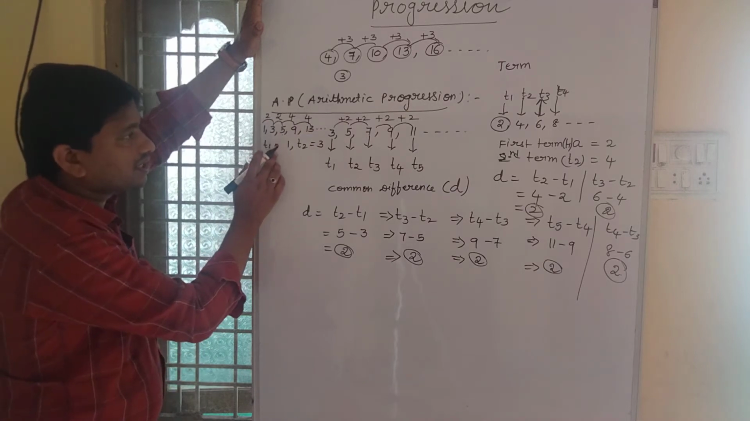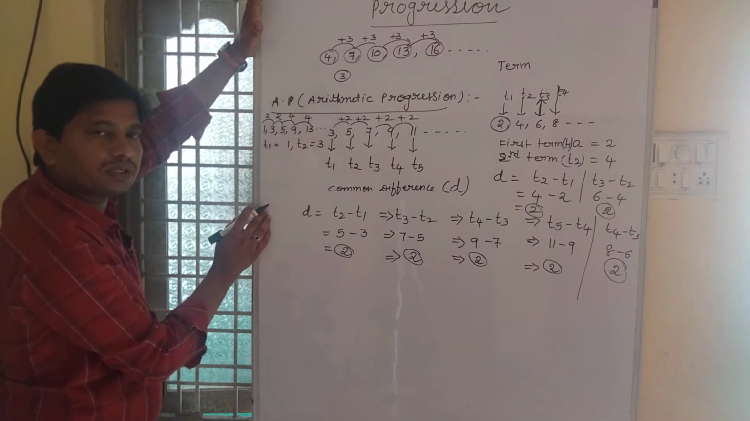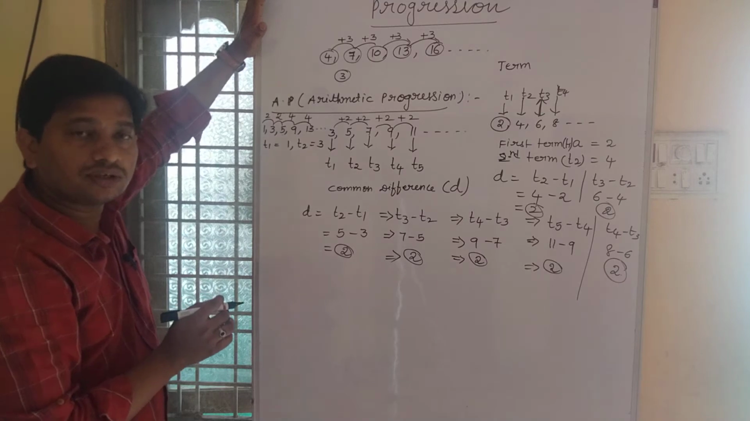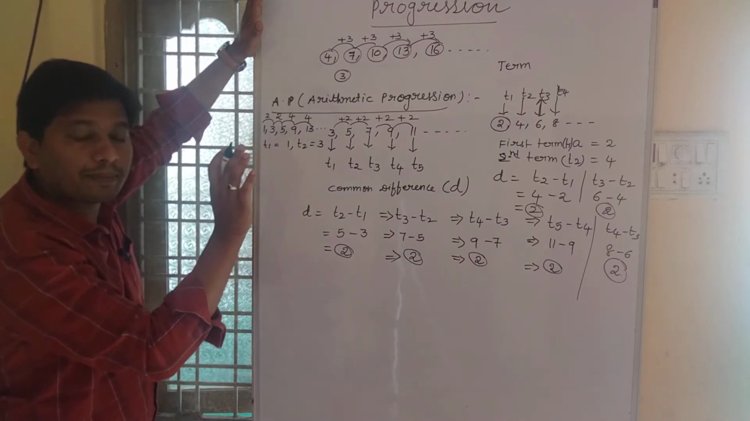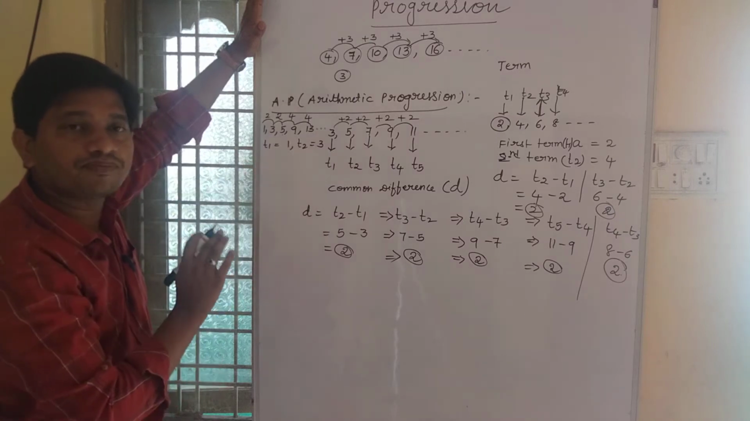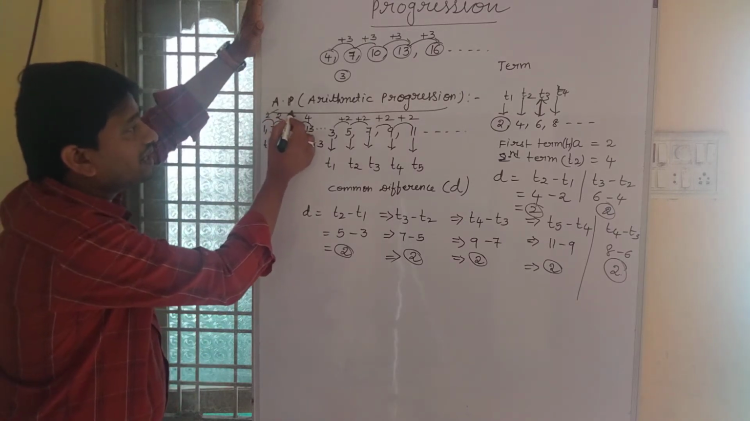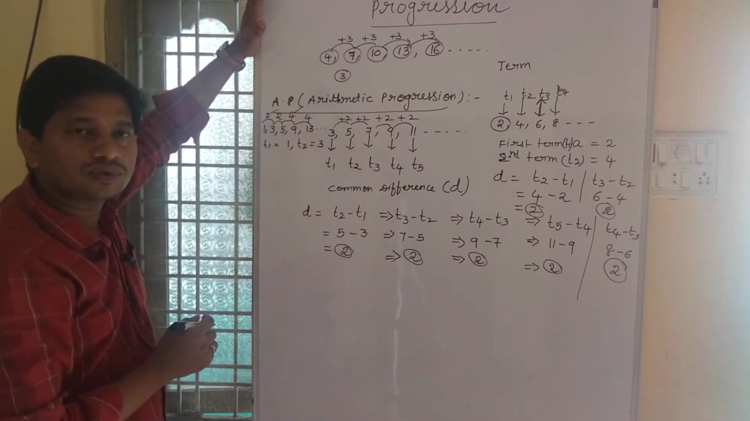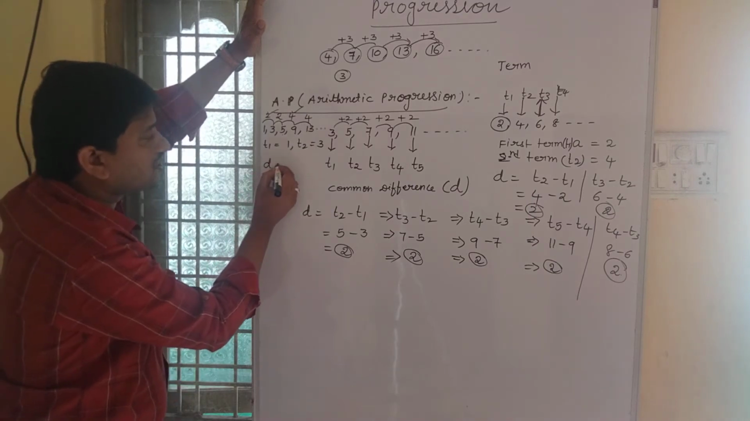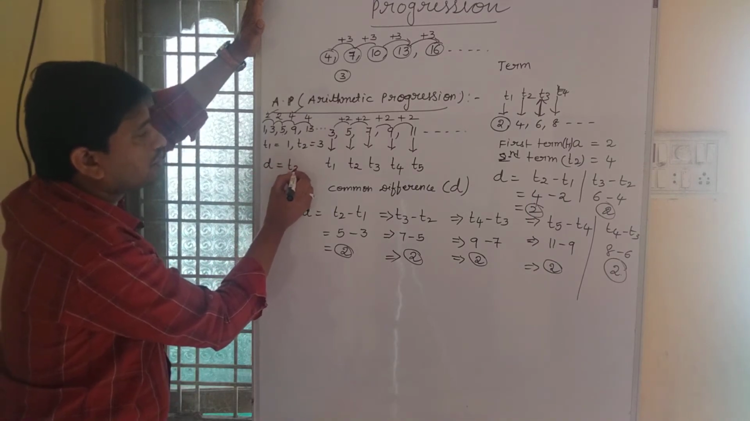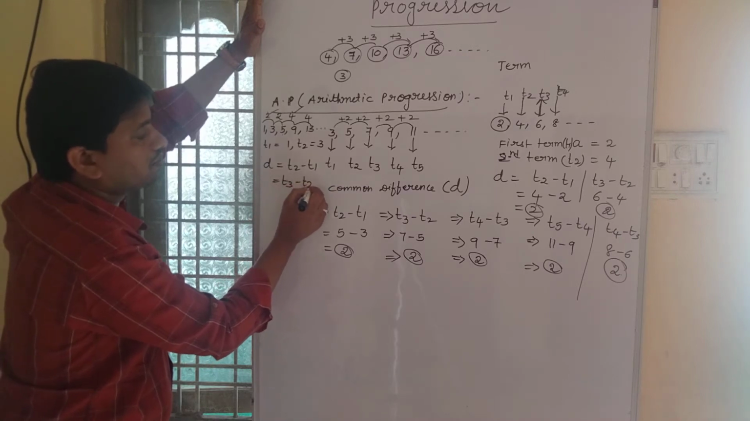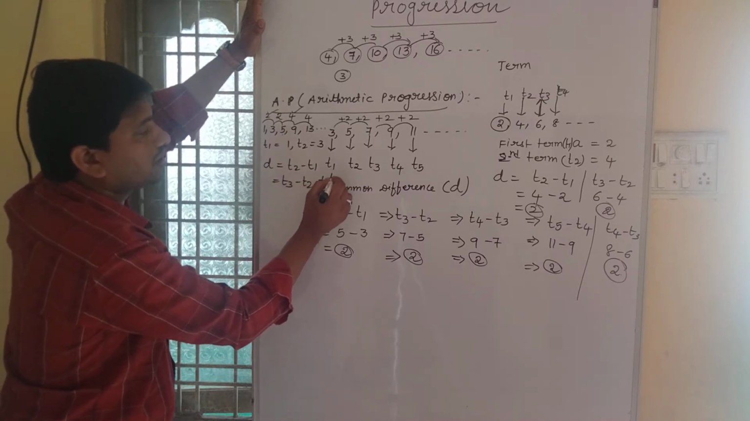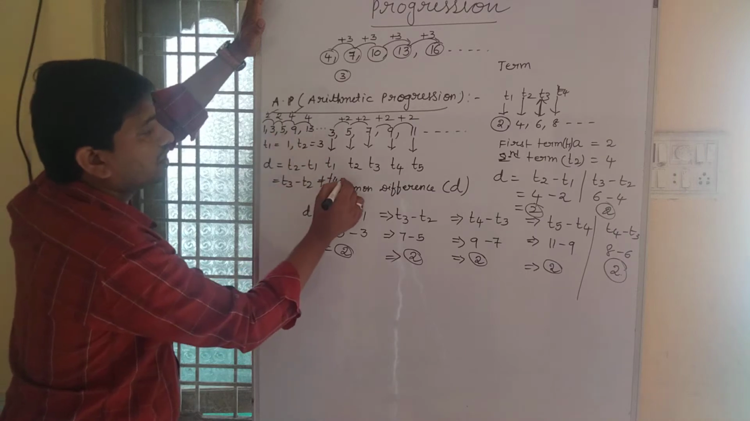See, in this given sequence of numbers, is the common difference constant? Here the common difference is not constant. Here it is 2, whereas in this case we got 4. So if the common difference D, that is T2 minus T1, is equal to T3 minus T2, but it is not equal to T4 minus T3.